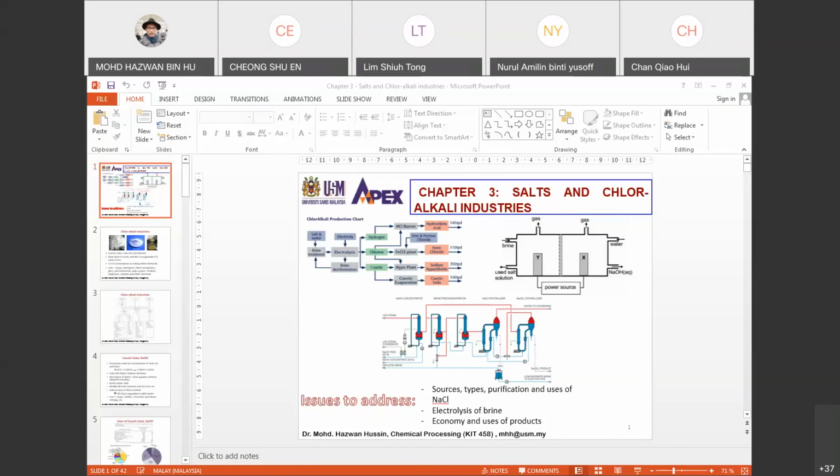Okay, so the things that you are going to address in this chapter are, of course, what would be the source to produce these kinds of salts, what would be the types, how you can purify, and how you can use NaCl solution, okay? And then you will learn about the electrolysis of brine, because for the production of the salts and chlor-alkali chemicals, you will have 3 different electrolysis cells that you are going to learn. And then what will be the economy and the uses of the products, right?